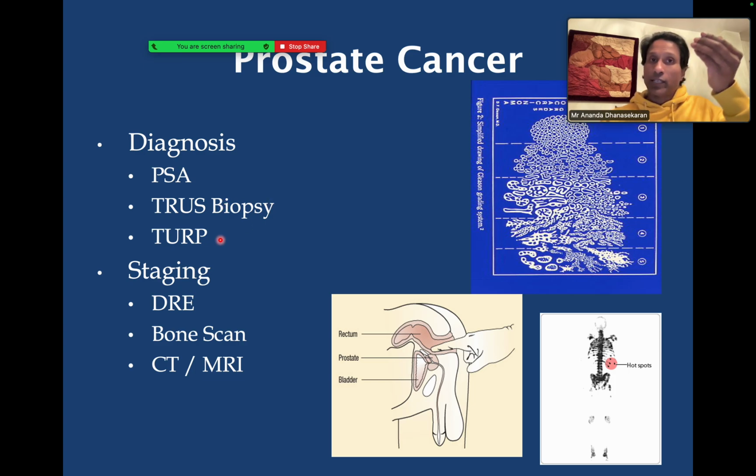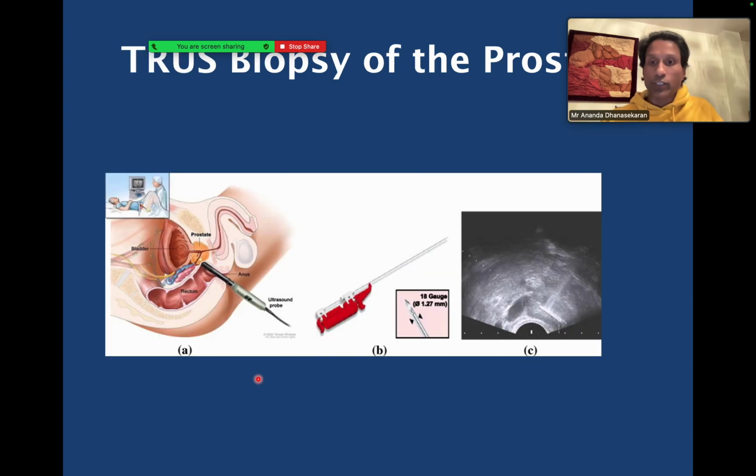As I said, when we resect the prostate because of urinary symptoms, that tissue, when you send for histology, can show you the cancer. And staging can be done by the examination. We can do a bone scan. This is one of the examples of the bone scan where you can see some hot spots, which means the prostate cancer has spread to the bone, and the bone has metastasized. CT and MRI are some of the commonest investigations used.